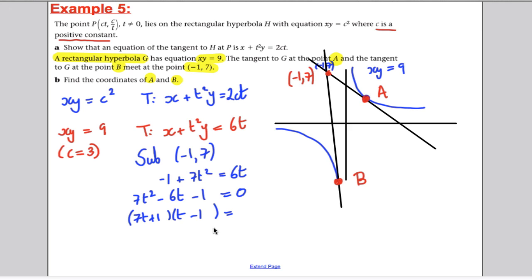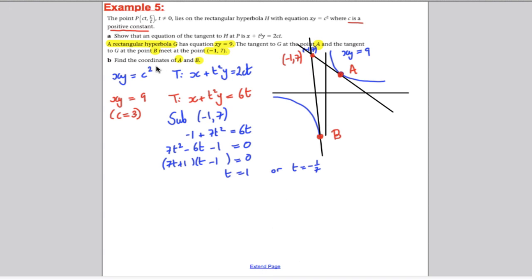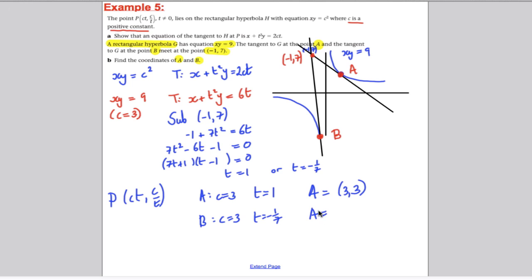So there are two possible values for t. t is therefore 1 on one hand, or t is equal to negative 1/7. They're the two t's for this graph. Now, we know that any point on the curve has coordinates (ct, c over t). For point A, we worked out before that c was 3, and that's the one where x and y are positive, so we take t as 1 for that one. If we substitute 3 and 1 in here, then A must have the coordinates 3, 3. Now for B, c is still 3, but t is negative 1/7, so x would be 3 times negative 1/7, which is negative 3/7, and then y is 3 divided by negative 1/7, which is negative 21. So that was point B. And they are your A and your B as required, and we're done.